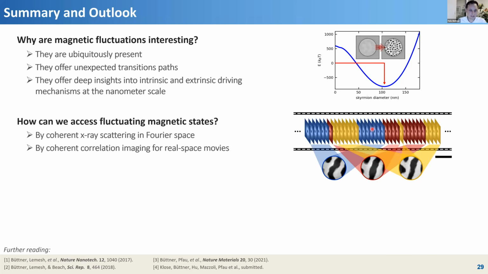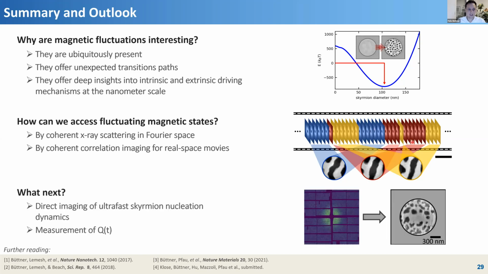One is, of course, we want to combine these two stories and really directly image the ultrafast dynamics of the skyrmion nucleation. So the strongest point of this concept of coherent correlation imaging would be to apply it to a free electron laser source and then really get movies with single frames at the femtosecond scale. And then from that, we also want to extract the topological charge and how it evolves with time.